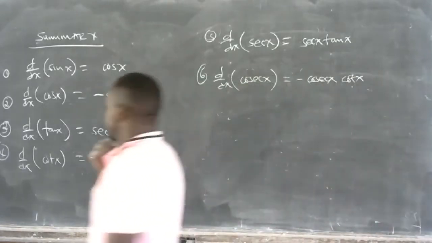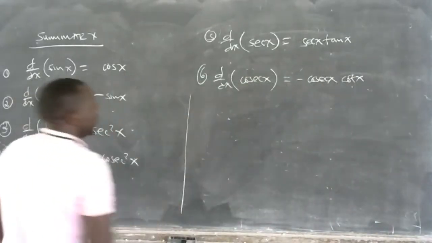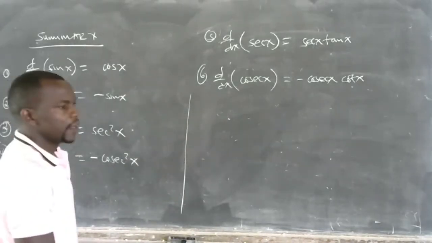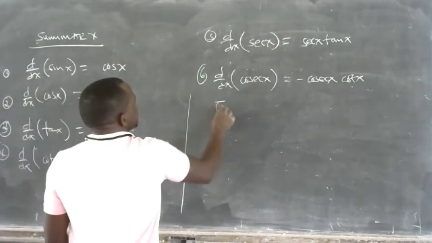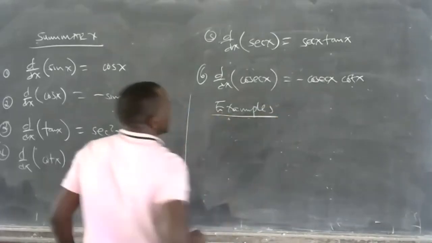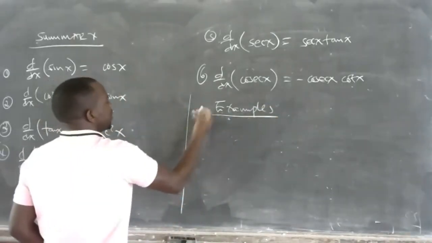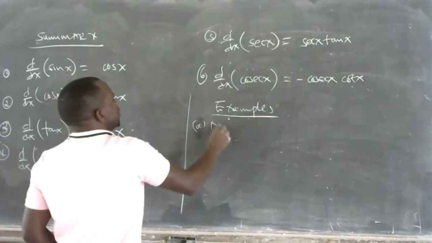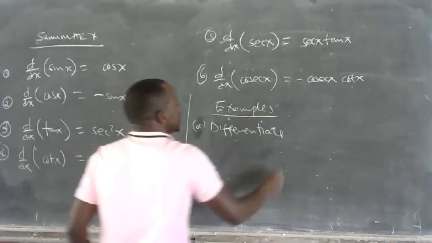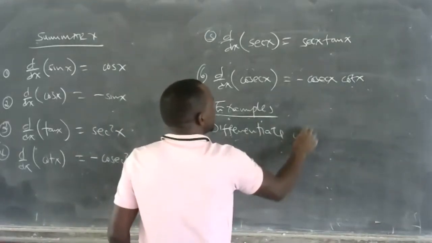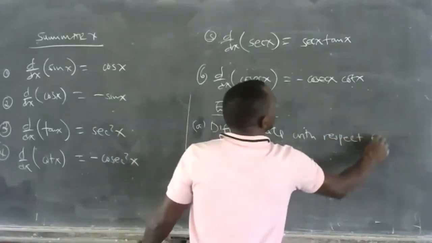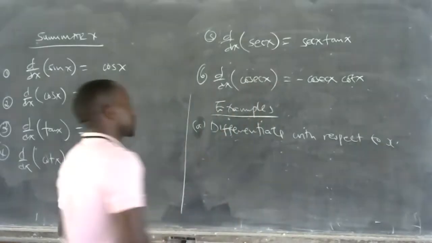Can I remove this? Now, let's look at examples. The first one, just say part A. If we differentiate the following with respect to x.